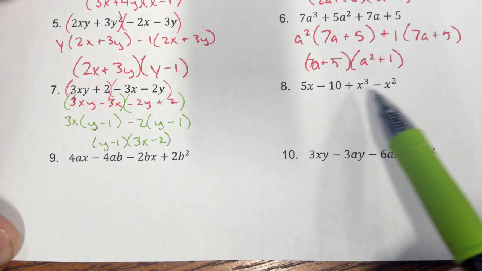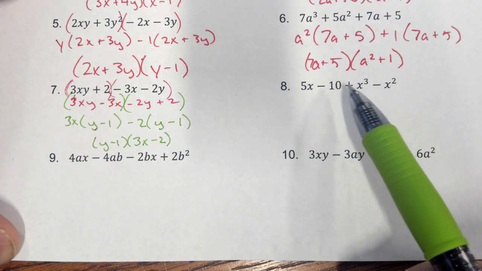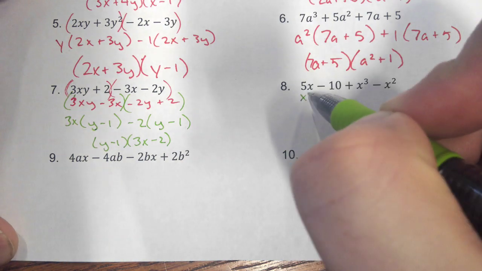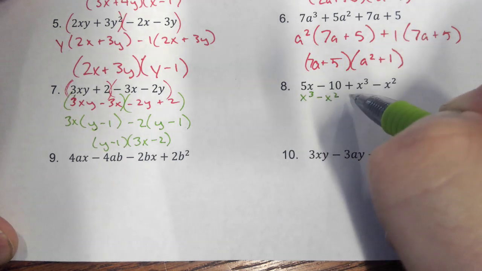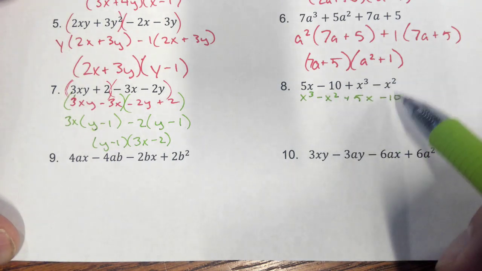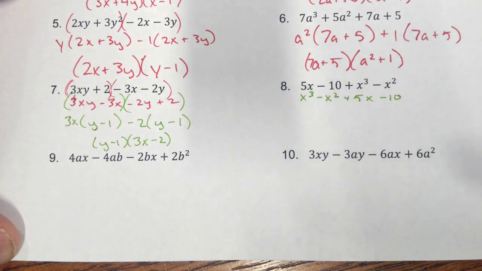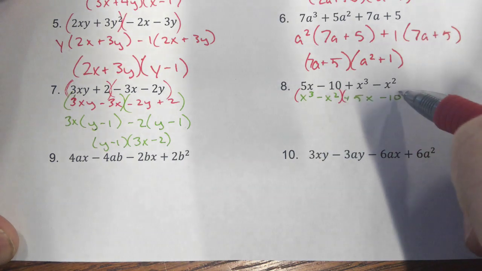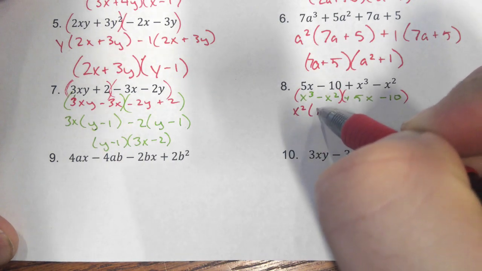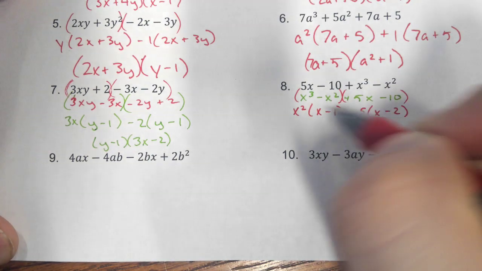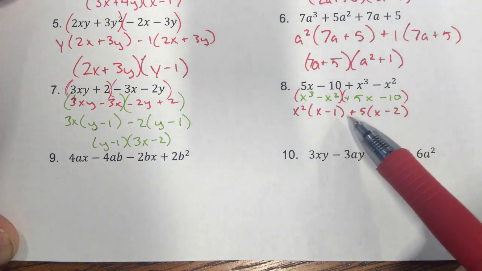Now number 8, it's not quite in the right order, so I'll go ahead and put it in the correct order. I would put x cubed first, x squared second, 5x third, and 10 last. That really doesn't change the order much because our two groups are going to be the same, but I do like to put it in highest to lowest because that usually solves some problems. So we're going to go ahead and group. There's an x squared in common. That would be x minus 1. There's a 5 in common. That would be x minus 2. That doesn't match.